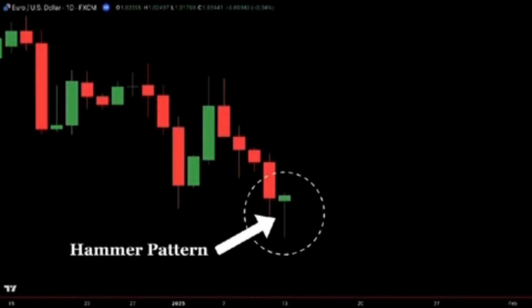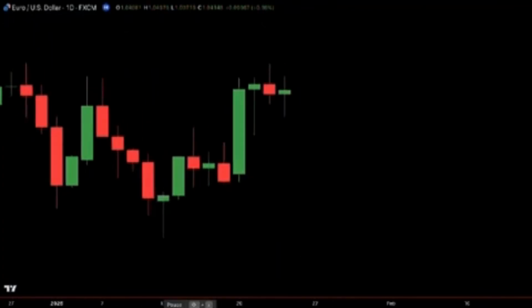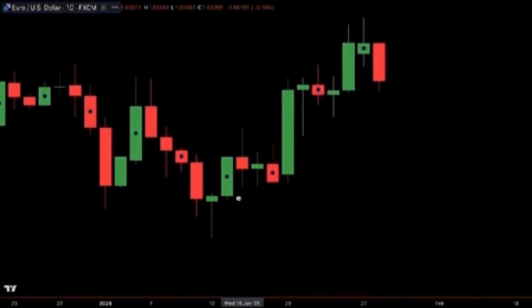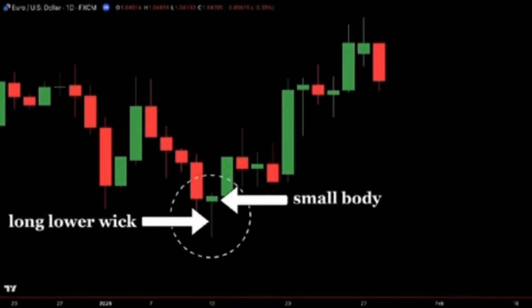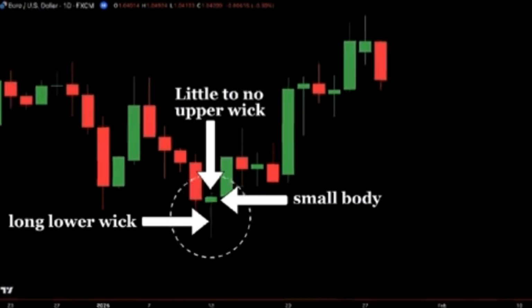One of the most powerful candlestick patterns every trader should know is the hammer. It's a bullish reversal pattern that signals the potential end of a downtrend and the start of an upward move. So how do you recognize it? A hammer candlestick has a small body at the top, a long lower wick, and little to no upper wick. This tells us that sellers pushed the price down, but buyers stepped in and forced it back up, closing near the high. That's a strong sign of buying pressure.